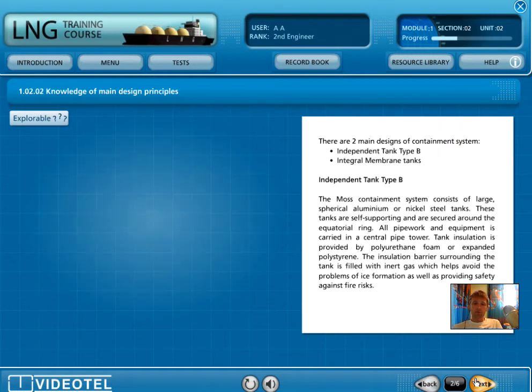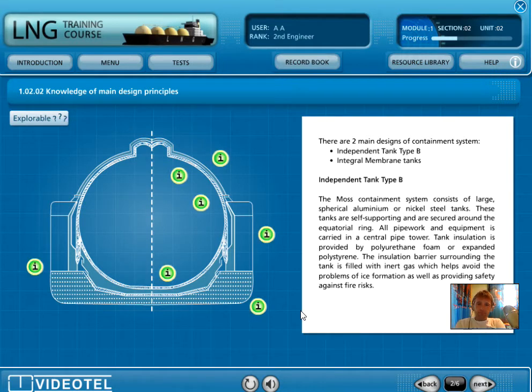Let's move on. There are two main designs of containment system: independent tank type B and integral membrane tanks. Independent tank type B, the Moss containment system, consists of large, spherical aluminium or nickel steel tanks. These tanks are self-supporting and are secured around the equatorial ring. All pipework and equipment is carried in a central pipe tower.